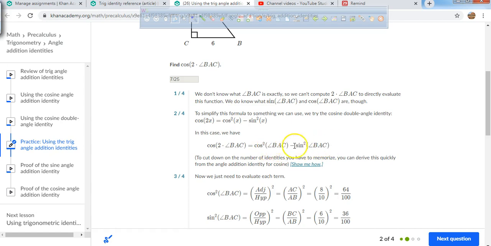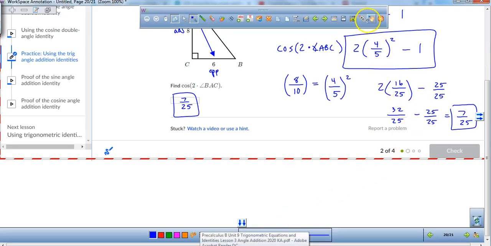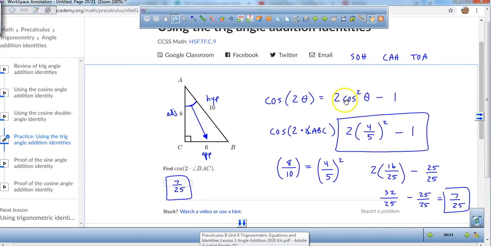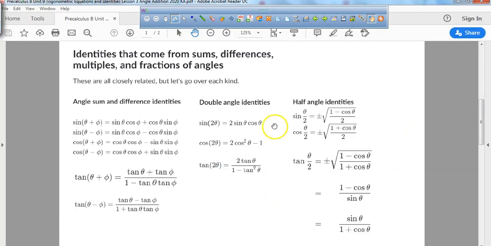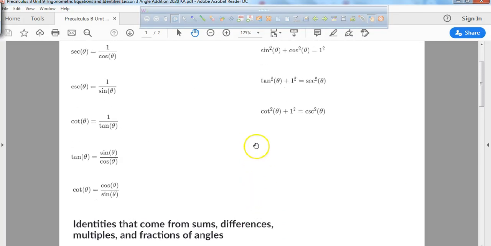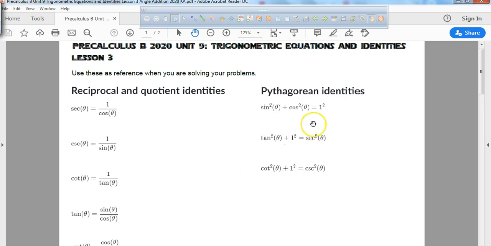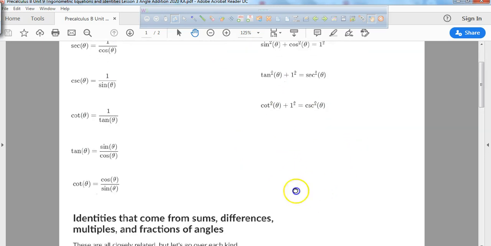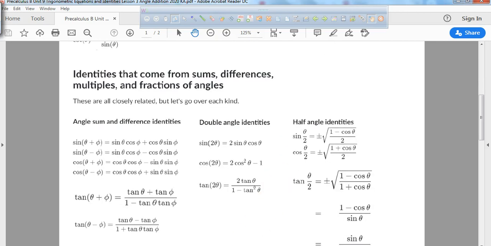So you could use cosine squared minus sine squared, or you could use this right here, which is 2 times cosine squared theta minus 1. Either one will work. Now, where did they get that formula, if you're wondering? They got it from taking the Pythagorean identities and rearranging things. Okay. All right, let's go on to our next problem.